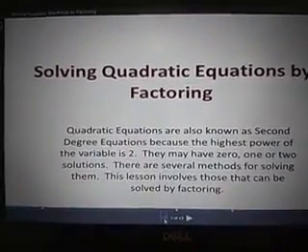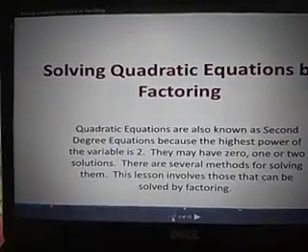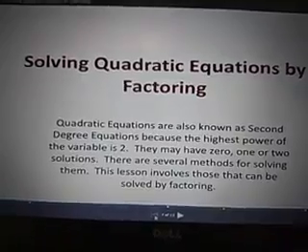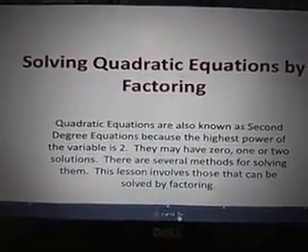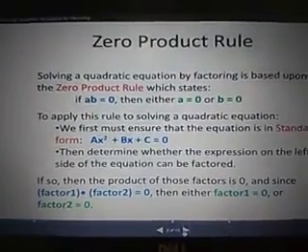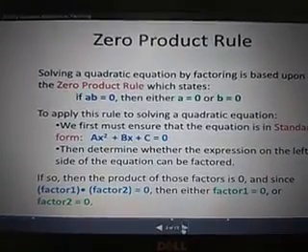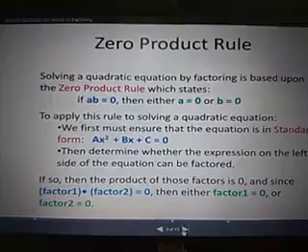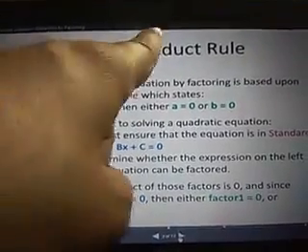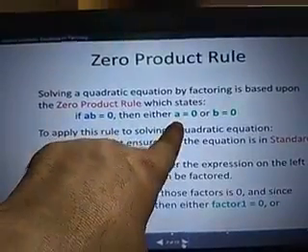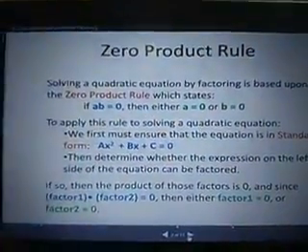Today we're going to study solving a quadratic equation by the factorization method. So how do you do it? First of all, let's come to the theory: solving a quadratic equation by factoring is based upon the zero product rule. The zero product rule is that if AB is equal to 0, then either A is equal to 0 or B is equal to 0.